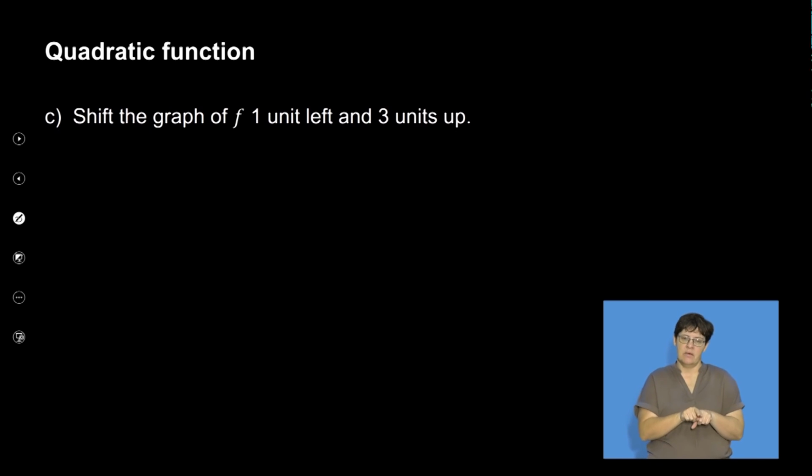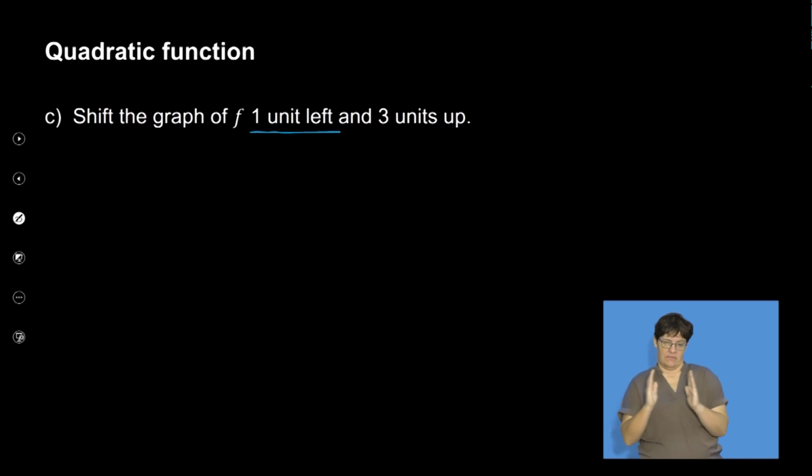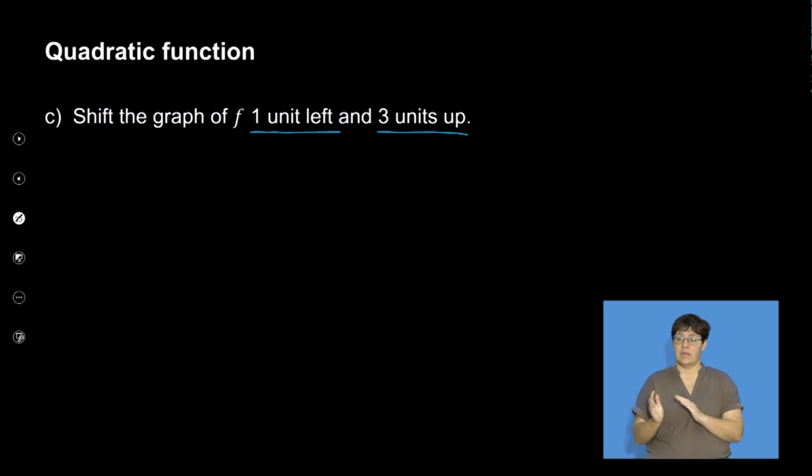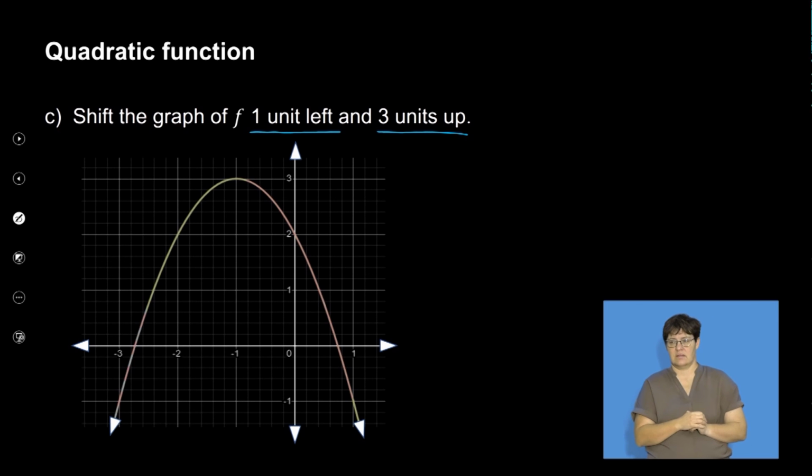And then you will also need to shift the graph 1 unit left and 3 units up. Just to go back to what we had, remember that the graph was turning at (0, 0). Firstly, you shifted 1 unit to the left, so it will now be turning at (-1, 0). And then after doing that, you shifted 3 units up, so it will be at (-1, 3). Therefore, my turning point will be at that point there.